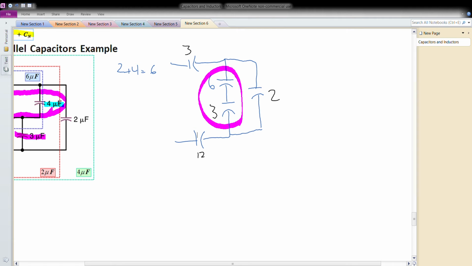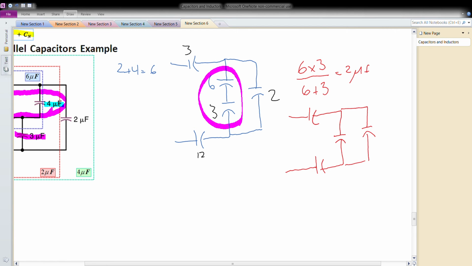And as I mentioned, the rules that apply to resistors apply here as well. So it's going to be as if we have 6 times 3 divided by 6 plus 3, which will give us 2 microfarads. So then my circuit will look like this. And again, if I do the black ones as the ones I didn't change, 2, and then the other one will just be a 2, right?